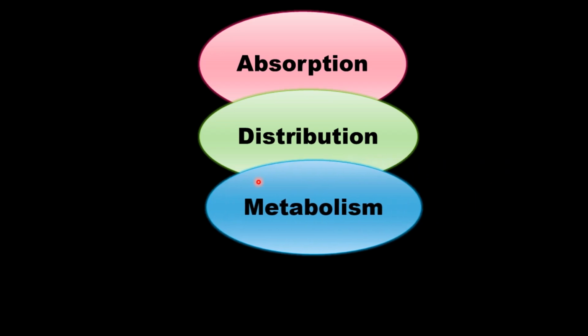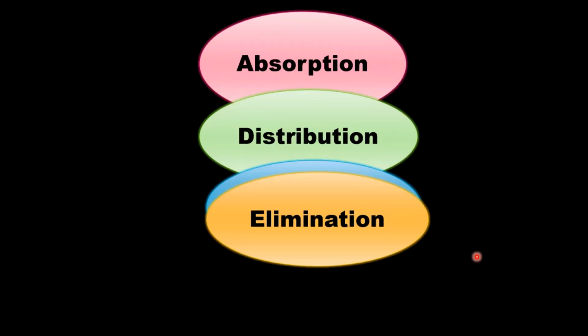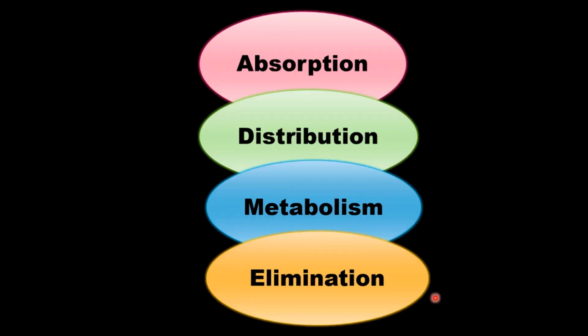And when it distributes, then it goes to the liver and other organs for the metabolism, and after metabolism the drug gets eliminated out, that is the elimination. So these are the four different mechanisms, we call them the pharmacokinetic mechanisms, and the total pharmacokinetics of any drug depends on these four mechanisms.